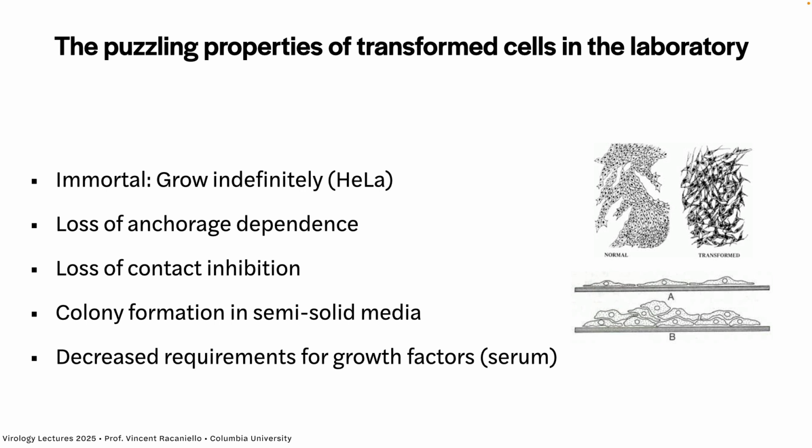Transformed cells don't care. They lose contact inhibition, which means normal cells, when they touch each other, stop dividing. Transformed cells pile up. You can see here on this A and B. A, the normal cells are touching each other, and B, they're piling up on one another.